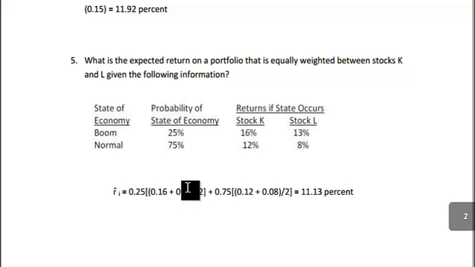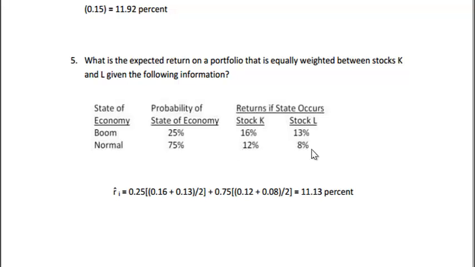Okay, so there are 2 ways to compute this. We want to calculate the expected return of the portfolio that's equally weighted between stock K and stock L. So first of all, like they have presented in their solution, we simply can take the average here, right? If we're 50-50, 50% stock K, 50% stock L, gives us an average of the two of 14.5, and that's 25% of the time. So we take 25% times 14.5, and that'll give us the component of return resulting from a boom economy. And then in the second, we take the average, it's 50%, so it's 12 plus 8 divided by 2, or 0.5 times 12 plus 0.5 times 8.